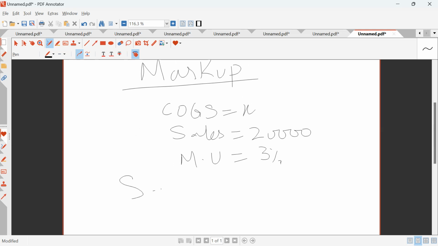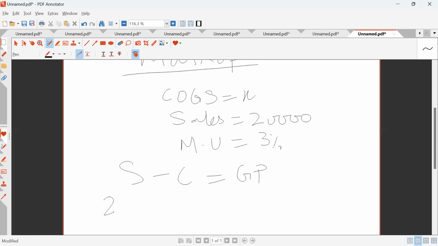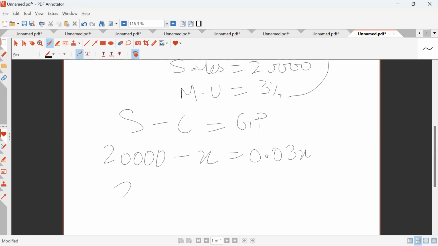So sales minus cost of goods sold equals gross profit, same formula. Sales is going to be 20,000. Cost of sales, I don't know, X. Profit is going to be 3% of cost of sales. Why? Because markup is given in the question. So 0.03x. 20,000 equals 0.03x plus x. 1 plus 0.03 equals 1.03.